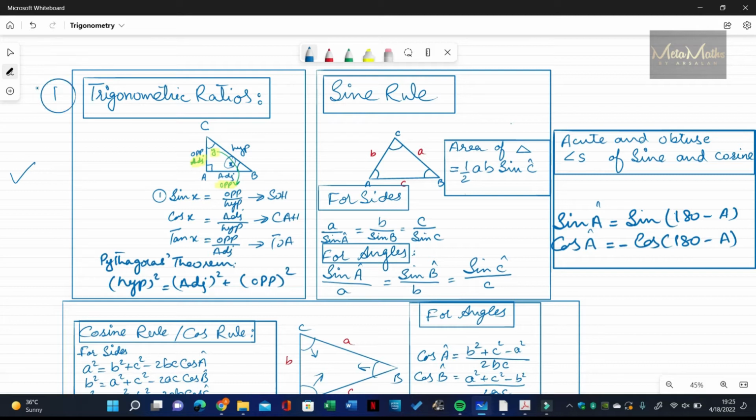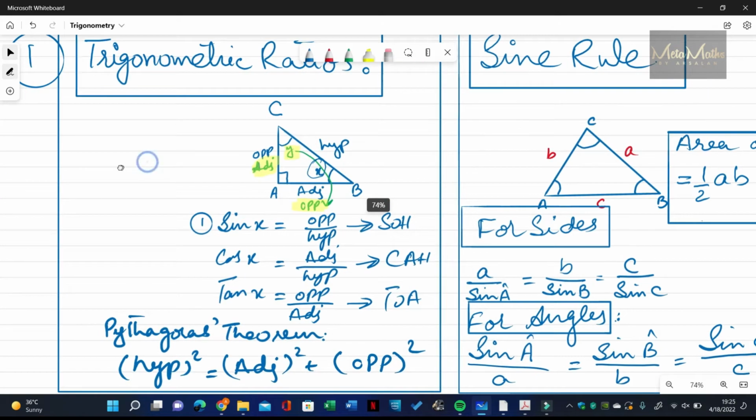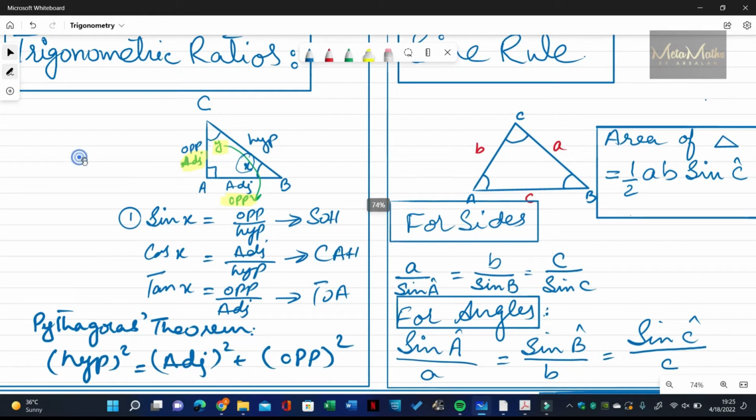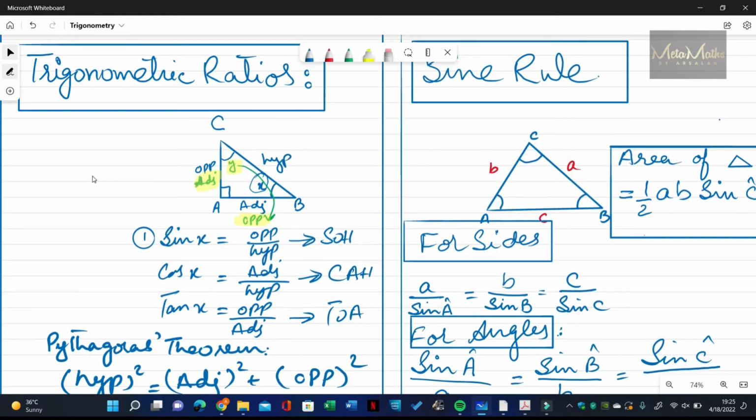First thing I will tell you about trigonometric ratios is that they are only applied on a right angle triangle, right? As you can see, I have drawn a right angle triangle. Let me increase the size of this trigonometric ratio section. Okay, so as you can see, I have a right angle triangle. It has three vertices, A, B and C, right? And 90 degrees at A, right?